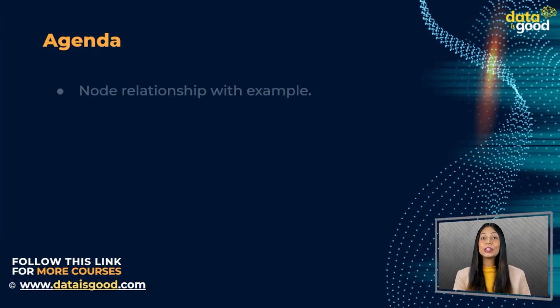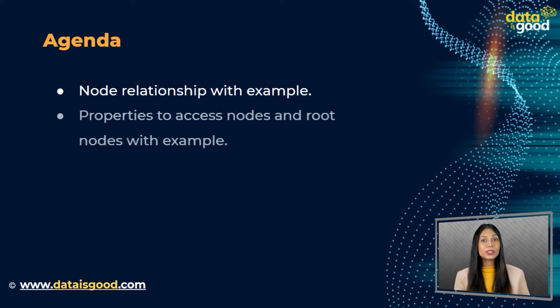First, we will see the node relationship with example. Then properties to access nodes and root nodes with example. At the end, there is an assignment for you all. So without wasting any more time, let us get started.